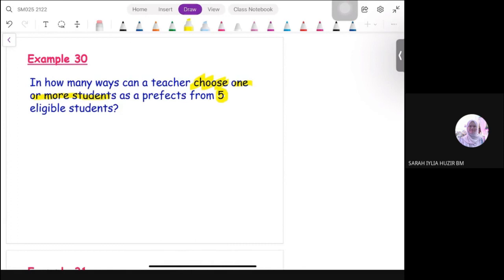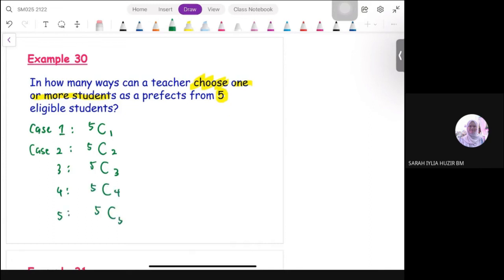Maksudnya sekarang kita akan ada 5 different cases. Why 5 different cases? Okay, so for case number 1, out of 5, we only choose one of them. Satu je yang kita akan pilih. Then case number 2, boleh juga out of 5, kita pilih 2 orang. Next one, boleh juga kita pilih 3 of them or 4 of them or 5, all of them we choose as the prefect. Okay, that's why we have 5 different situations or 5 different cases.